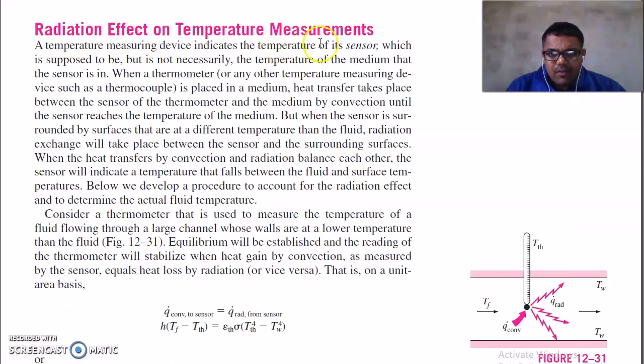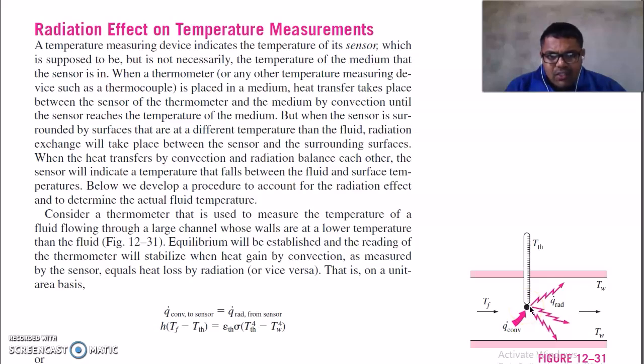Radiation effect on temperature measurement. A temperature measuring device indicates the temperature of its sensor, which is supposed to be, but not necessarily, the temperature of the medium that the sensor is in. When a thermometer or any other temperature measuring device such as a thermocouple is placed in a medium, heat transfer takes place between the sensor of the thermometer and the medium by convection until the sensor reaches the temperature of the medium. So there is a heat transfer by convection from the medium to the thermometer.